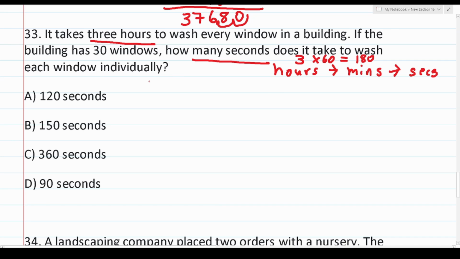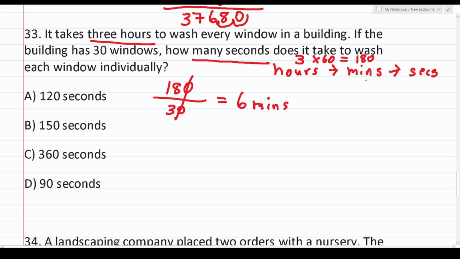Okay? And with that out of the way, let's think about our next step. Again, it takes 180 minutes to clean every window in this building, and there are 30 windows in the building. So to figure out how many minutes it takes to wash each window, we're going to do 180 divided by 30. That is the total time it takes to wash the building, divided by how many windows there are. This math is not as hard as it looks. We can cross out these corresponding zeros, and this leaves us with 18 over 3. 18 divided by 3 is 6. So this tells us it takes 6 minutes to wash each window in this building.